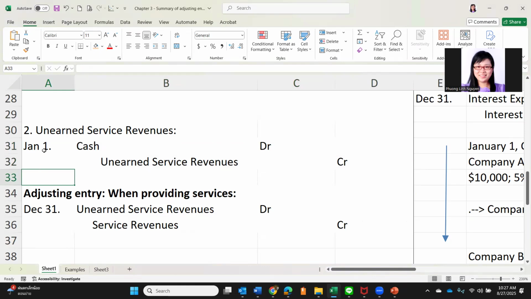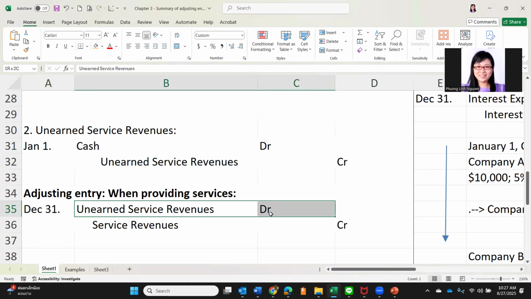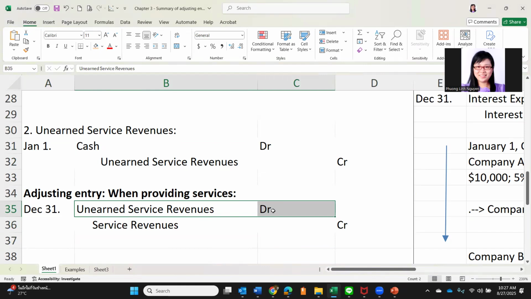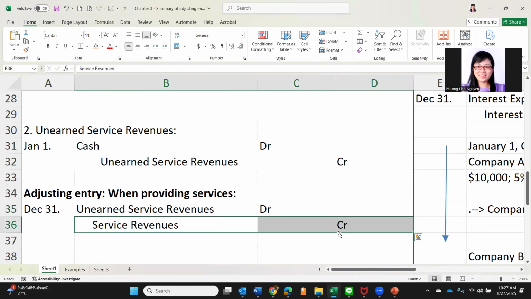Now let's assume that 1 year has already gone. Now we are at December 31. So assume that we already performed the service to the customer. Then we now debit unearned service revenue and credit service revenue.